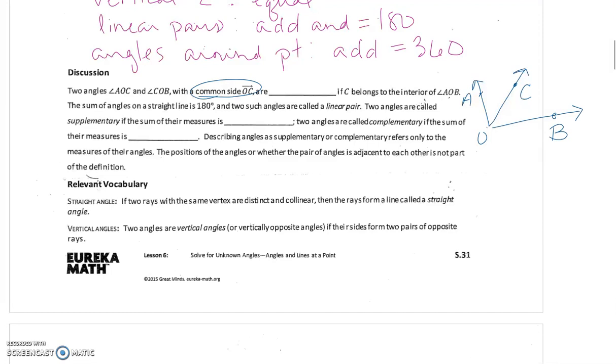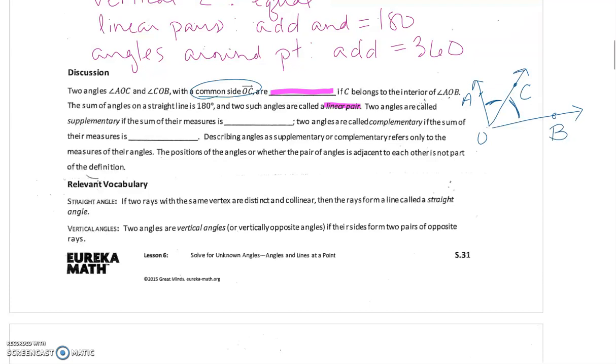These two angles, this one and this one, are adjacent. They're adjacent if C belongs to the interior of the big angle. This is the big angle. Okay, so adjacent angles share a side. They don't overlap. The sum of the angles of a straight line is 180. Y'all knew that. And then we all know that we call them a linear pair, and they sum to 180.